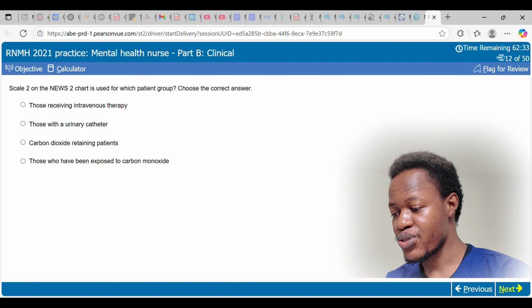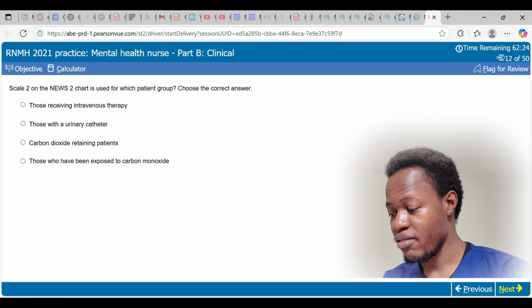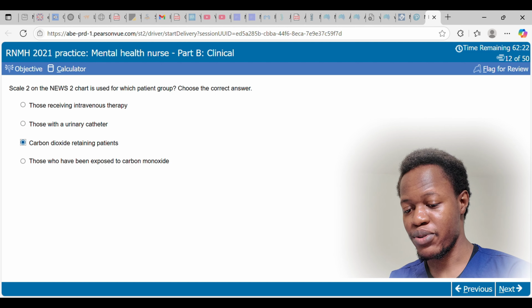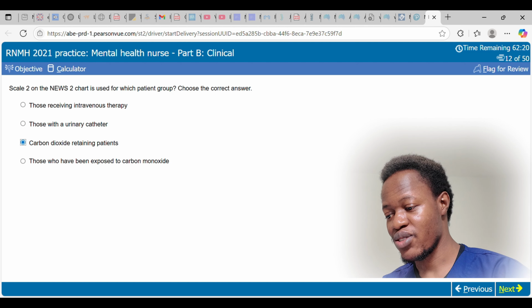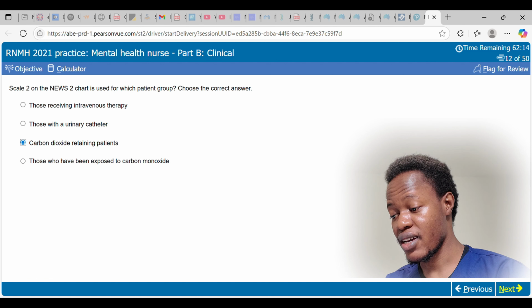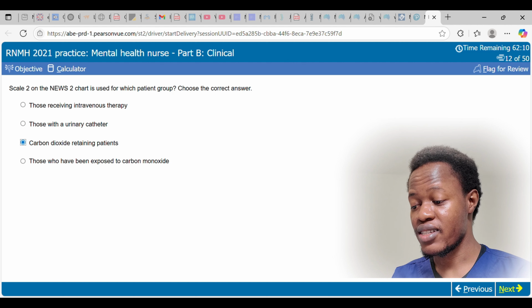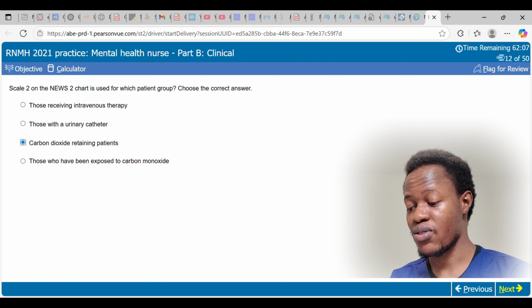Scale 2 on the NEWS2 chart is used for which patient group? So that is people with carbon dioxide retention, people with respiratory issues. Option A says those receiving intravenous therapy. Option B says those with a urinary catheter. Option D says carbon dioxide retaining patients, and that's our answer. Then D says those who have been exposed to carbon monoxide.